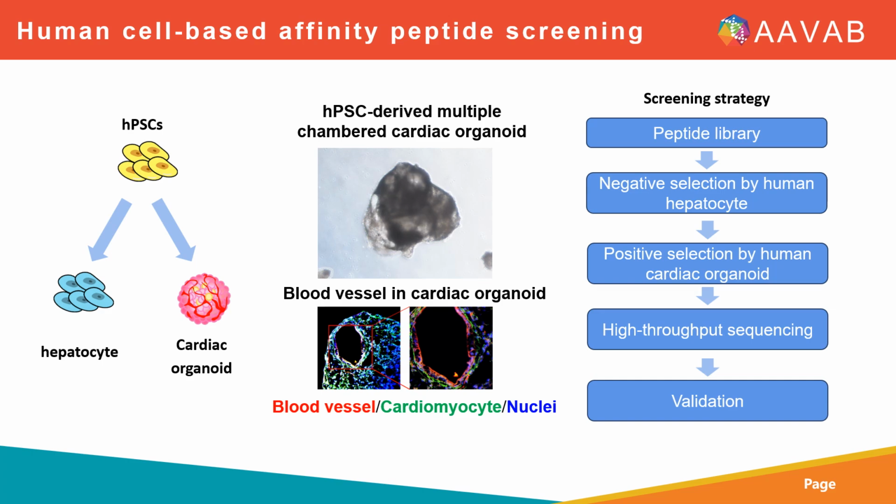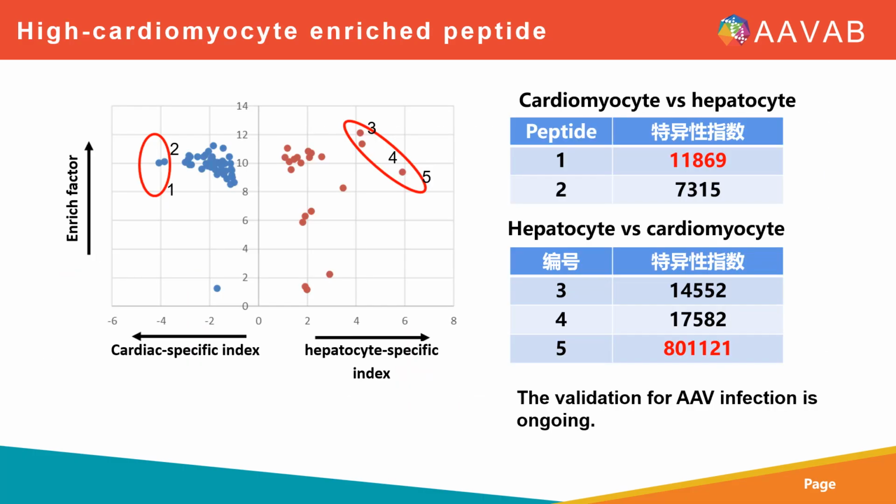After 4 rounds of panning, the peptides with a high cardiac specificity index were screened out, together with the ones specific for human hepatocytes. Now we are doing the validations.